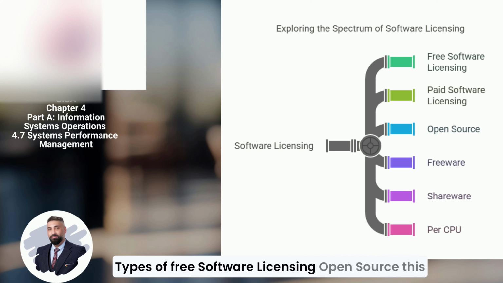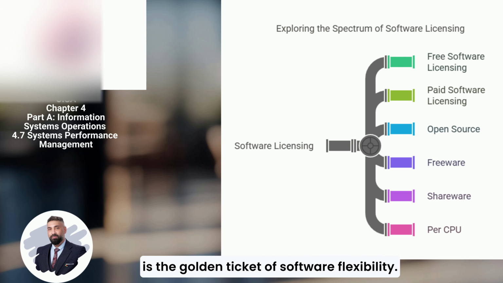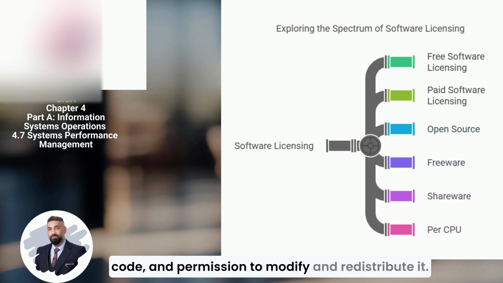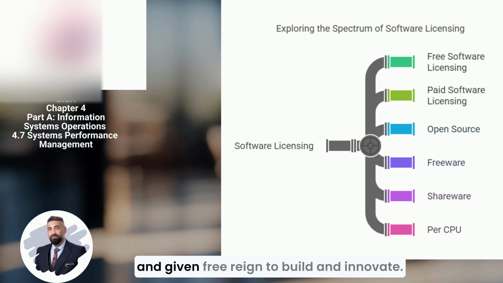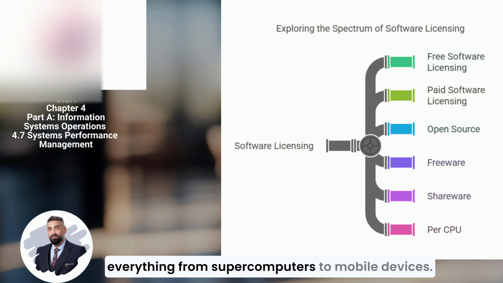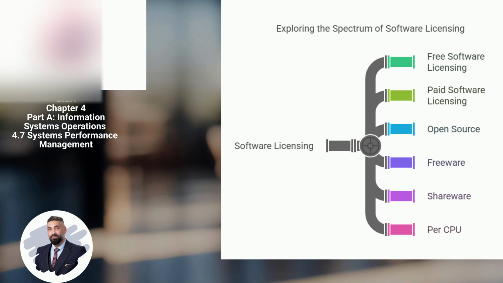Types of free software licensing. Open source. This is the golden ticket of software flexibility. You get access to the program, its source code, and permission to modify and redistribute it. It's like being handed the blueprints for a machine and given free rein to build and innovate. Popular examples include Linux, which powers everything from supercomputers to mobile devices.